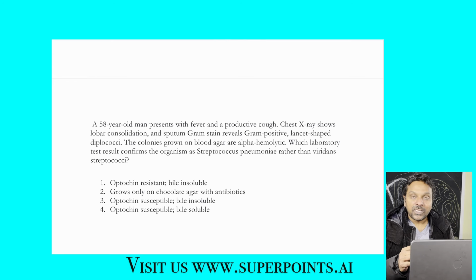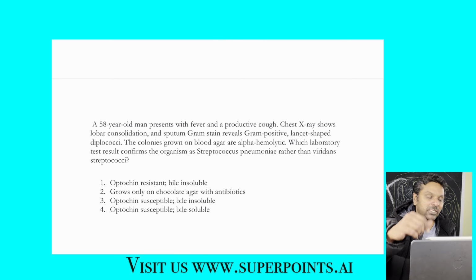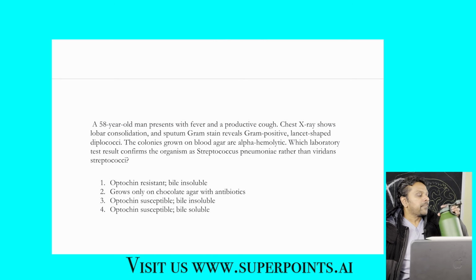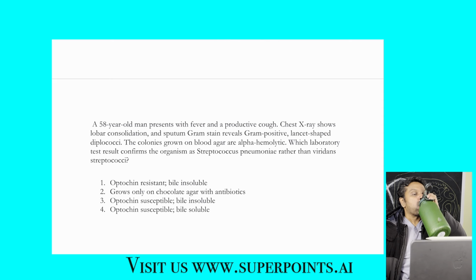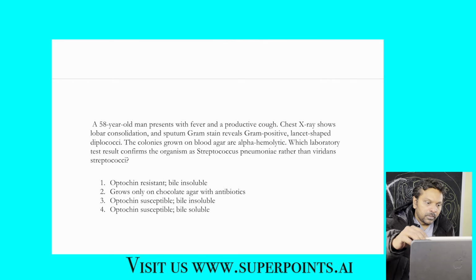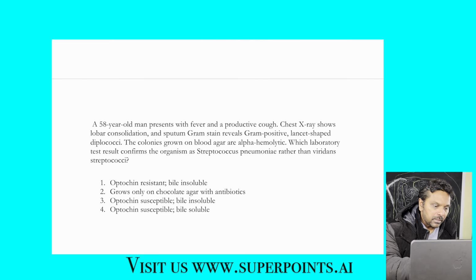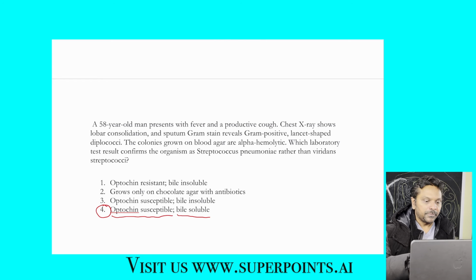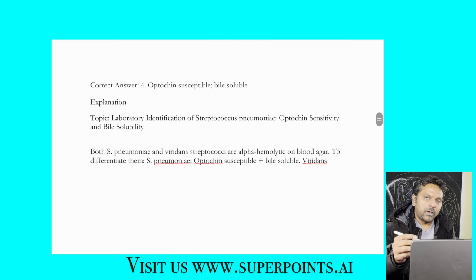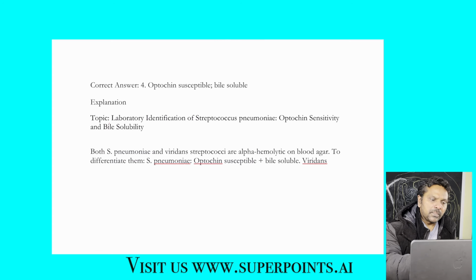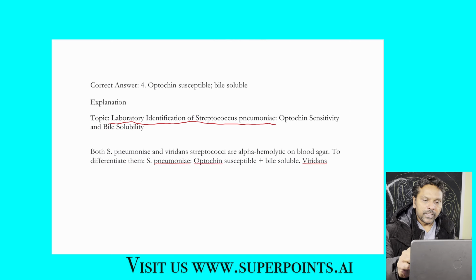We have 4 options here. Go ahead and choose the best option in the next few seconds. The correct answer here is option 4, optochin susceptible and bile soluble. Why? I already showed you. First of all, think about what the topic is. The topic is laboratory identification of Streptococcus pneumoniae, optochin sensitivity and bile solubility.